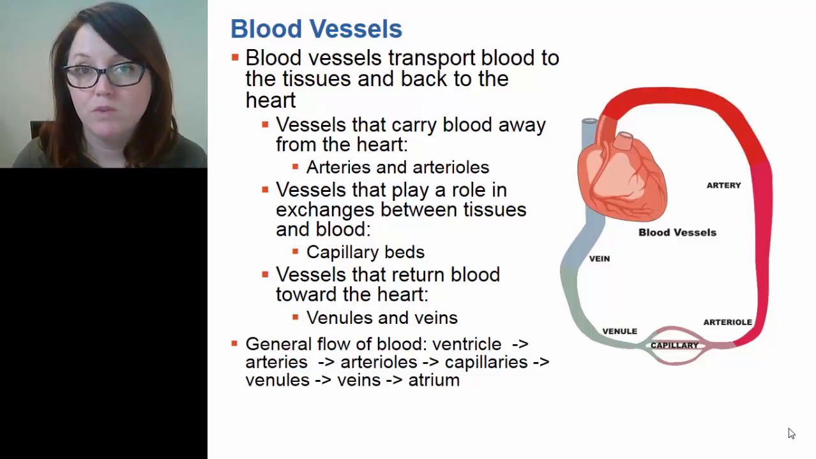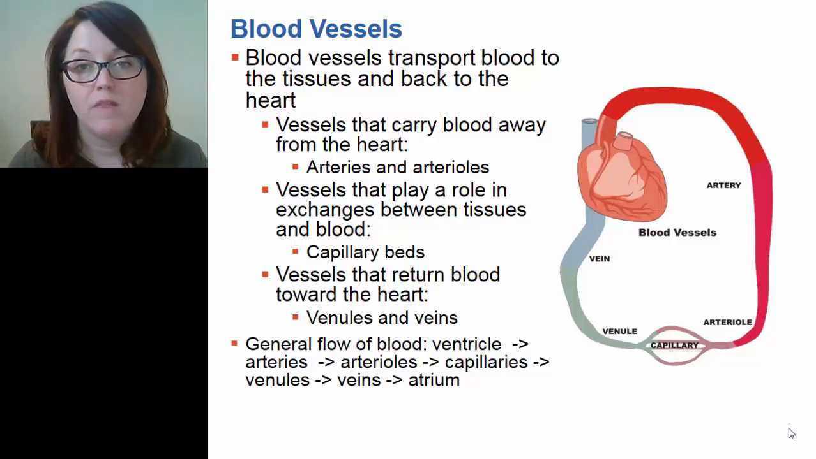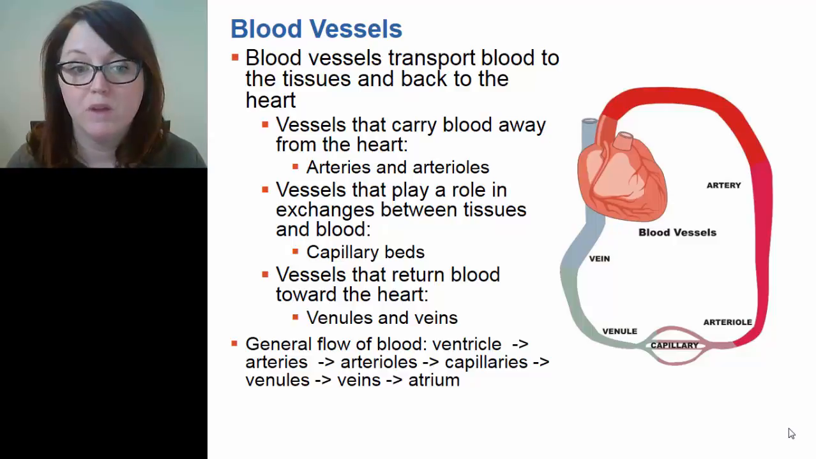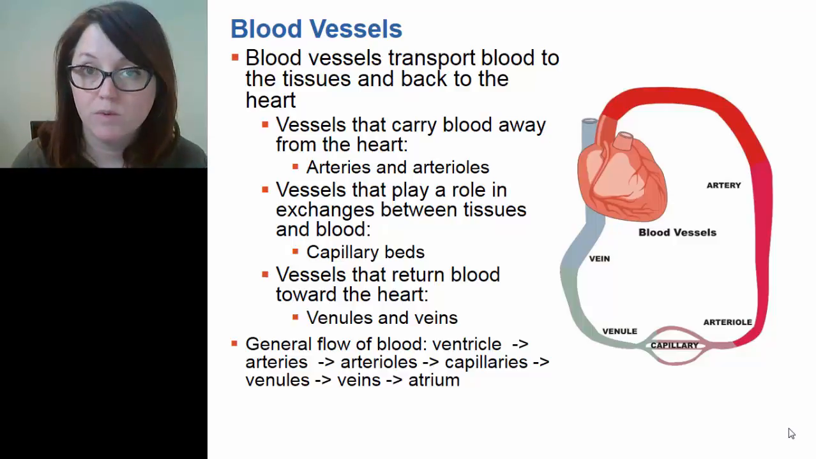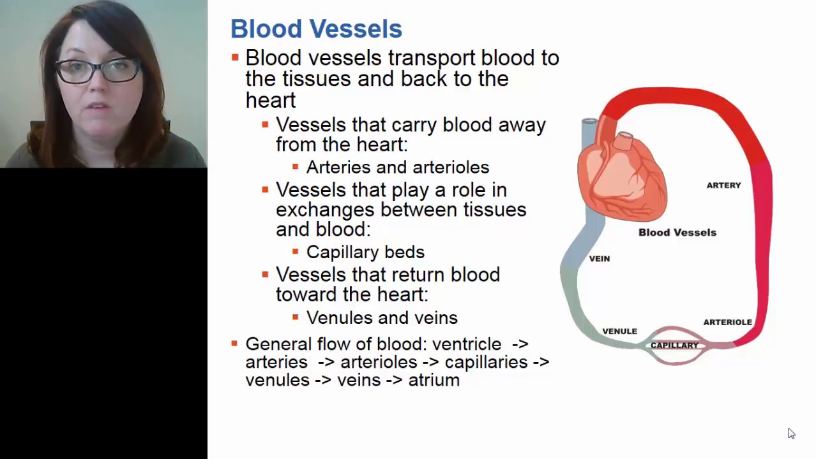Capillary beds lead to venules, which are tiny veins, and the venules lead to veins, and then the veins lead back to the heart. So the general flow of blood is from a ventricle, blood will enter into an artery, then arteriole, then a capillary, then a venule, then a vein, and then back to the heart atria.